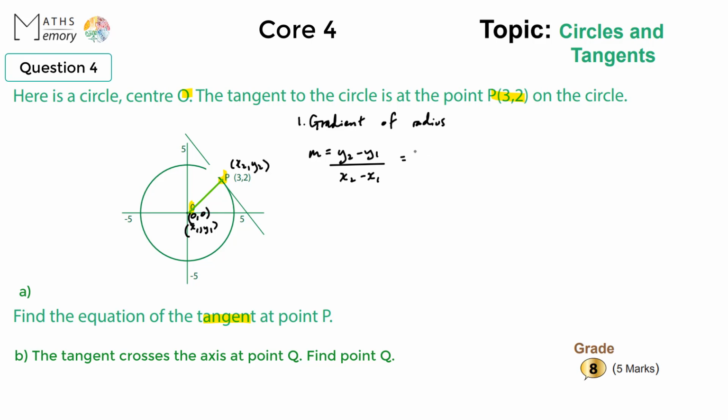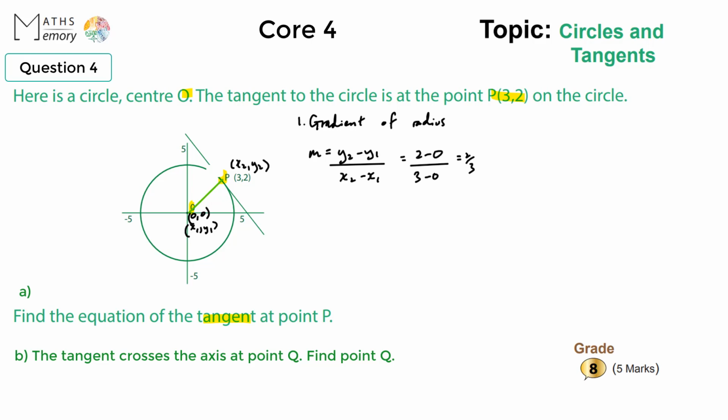So y2 is 2, 2 take away 0, all over, let's say x2. X2 is simply going to be 3 in this case. 3 take away 0. It's very, very simple. The answer would be 2 over 3. So the gradient of this is 2 over 3, of line OP, it's 2 over 3.